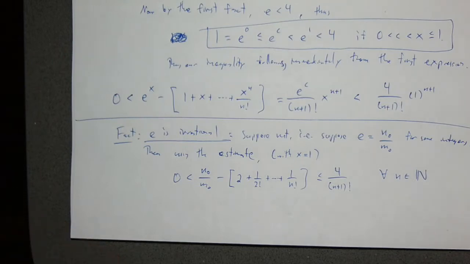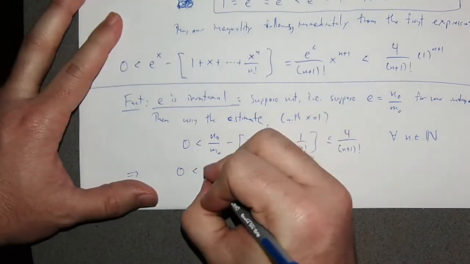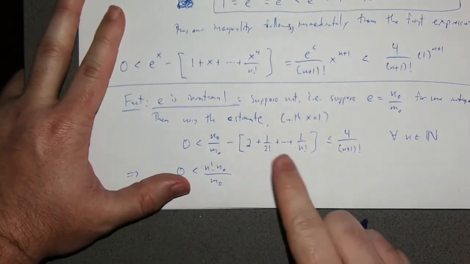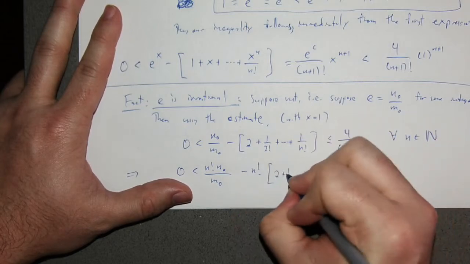Now, what I can do is multiply by n factorial. Why would I multiply by n factorial? I want to clear this factorial out from the denominator on the right-hand side of this inequality. So I want this to become an n plus 1 instead of n plus 1 factorial. To make that happen, I just multiply through by n factorial. So multiplying through by n factorial, I get 0 strictly less than n factorial times n naught over m naught, and multiplying through by n factorial here, I get minus n factorial. Again, I don't really care that much about what I write here.